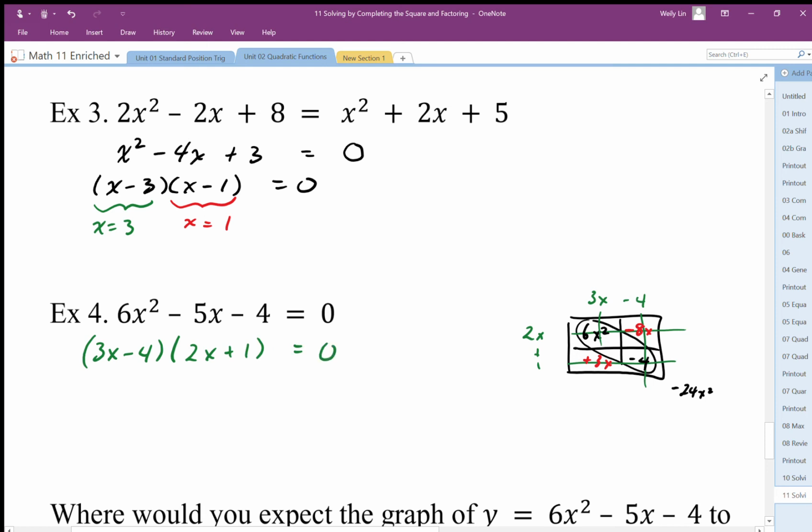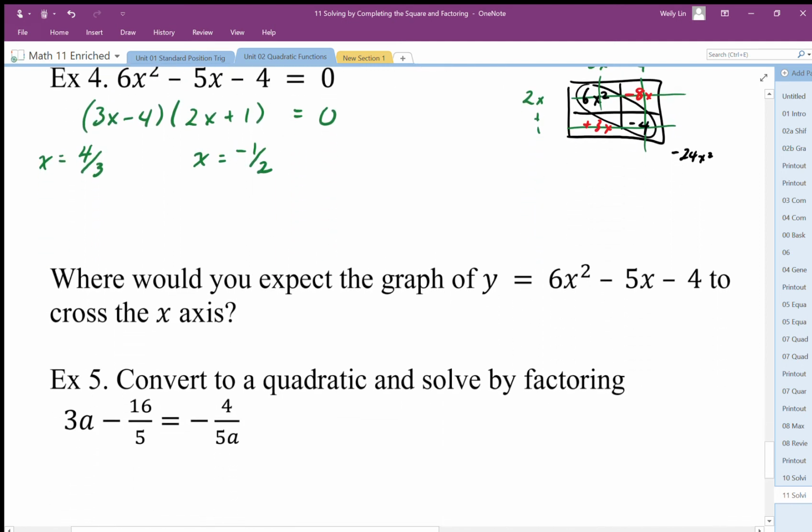Since it's equal to 0, I can look at these two factors independently. So here it is back divided by front, so x is equal to 4 over 3. Here it's the opposite, back divided by front, so x is equal to negative 1/2. When I plug negative 1/2 in, I'm going to get negative 1 plus 1, which is 0.